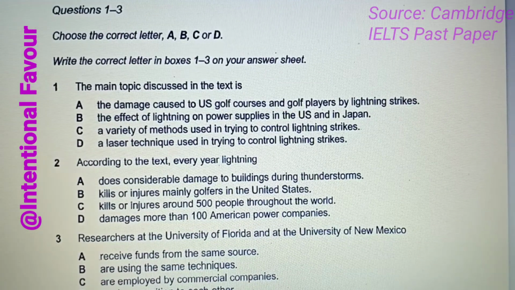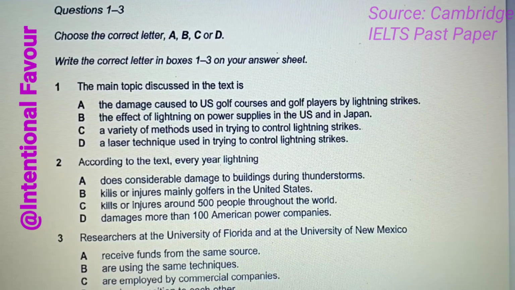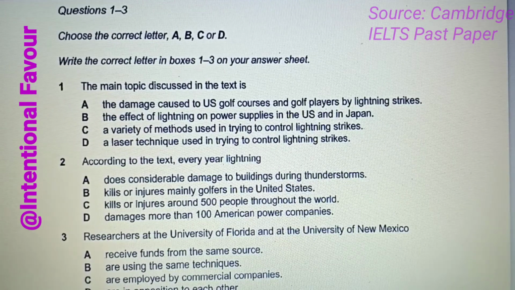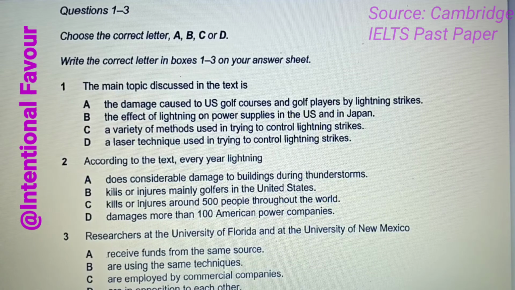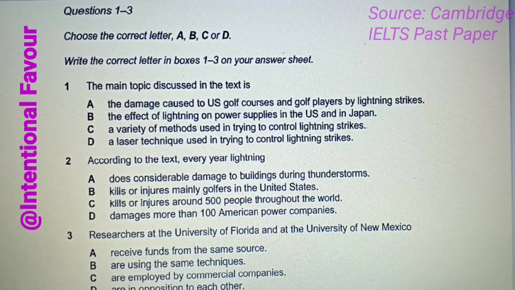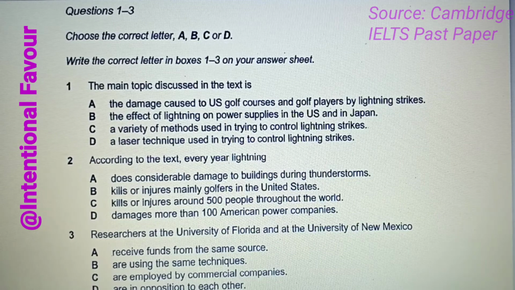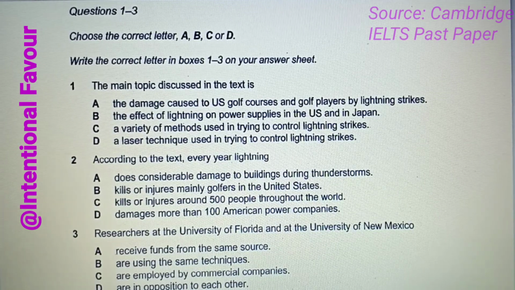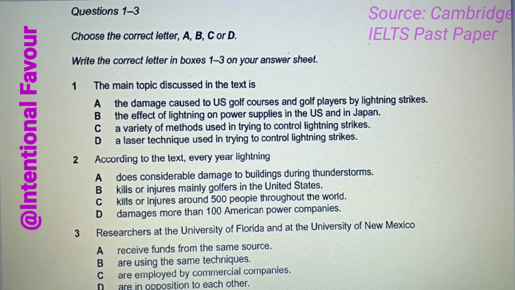So this is a multiple choice question, remember. And the first question is, the main topic discussed in the text is what? What is the main topic? Because remember I said when you're answering during your reading test, make sure that you read the question first before going to the passage. You don't necessarily need to read the whole text. I said it and I'm repeating it again.